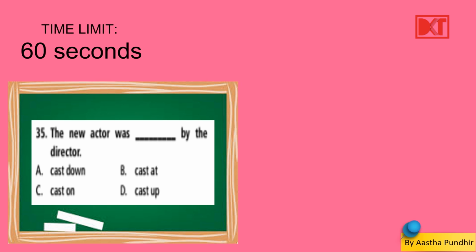Okay, now next: the new actor was dashed by the director. Cast down, cast at, cast on, or cast up. So here the answer is A, cast down. Cast down actually means discouraging someone and taking away their hope. So this new actor's hope was taken away by the director.